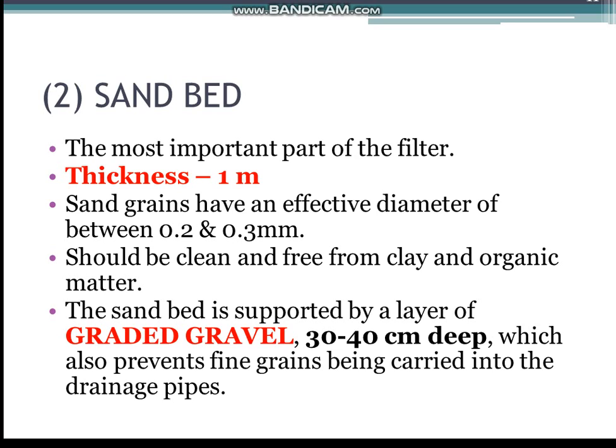Sand bed. The most important part of the filter is the sand bed. The thickness of the sand bed is 1 meter. Sand grains have an effective diameter of between 0.2 and 0.3 millimeters. The sand should be clean and free from clay and organic matter. The sand bed is supported by a layer of graded gravel, 30 to 40 centimeters deep, which also prevents the fine grains from being carried into the drainage pipes.